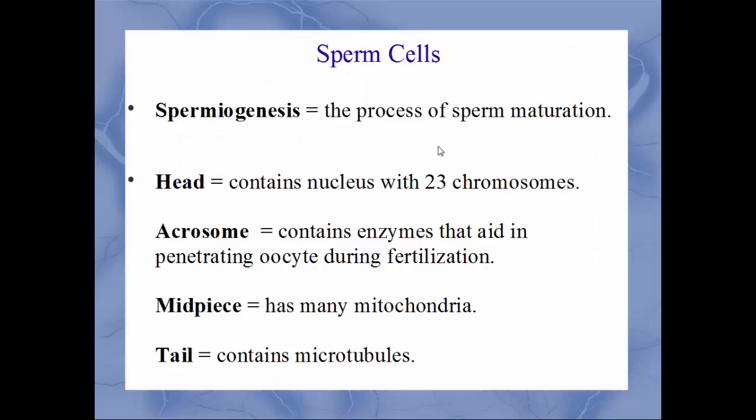Alright, spermiogenesis is the creation of sperm cells, or the actual maturation of sperm cells. And a normal sperm cell will have four parts to it. You have the head, which is where you'll find the nucleus and the 23 chromosomes. On top of the head is a little structure called the acrosome. This looks almost like a little hat sitting on the head, and in here you'll find the digestive enzymes that will help the sperm cell penetrate the egg cell during fertilization. Then you have the midpiece, which is where you'll find a lot of mitochondria to give it the energy to swim, and the structure that helps it move forward and propel itself is the tail, where you'll find microtubules.